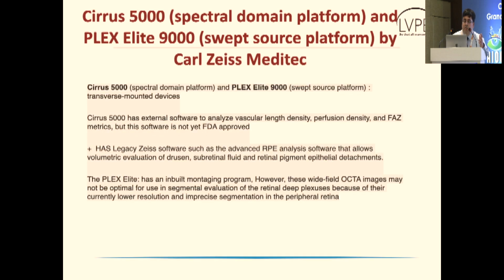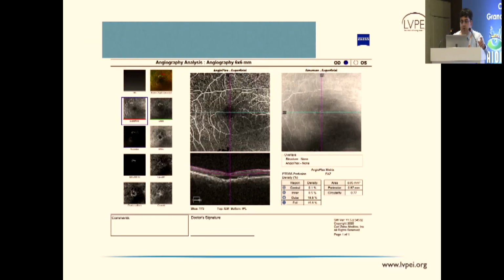The Zeiss platform, that is Cirrus 5000 or Plex Elite 9000, has an inbuilt montaging program which increases the field of view to quite a big extent. Though you can't segment each of those layers separately in this montaging view, montaging is very beautiful when you're looking at vascular diseases of the eye, especially diabetic retinopathy and vein occlusions.